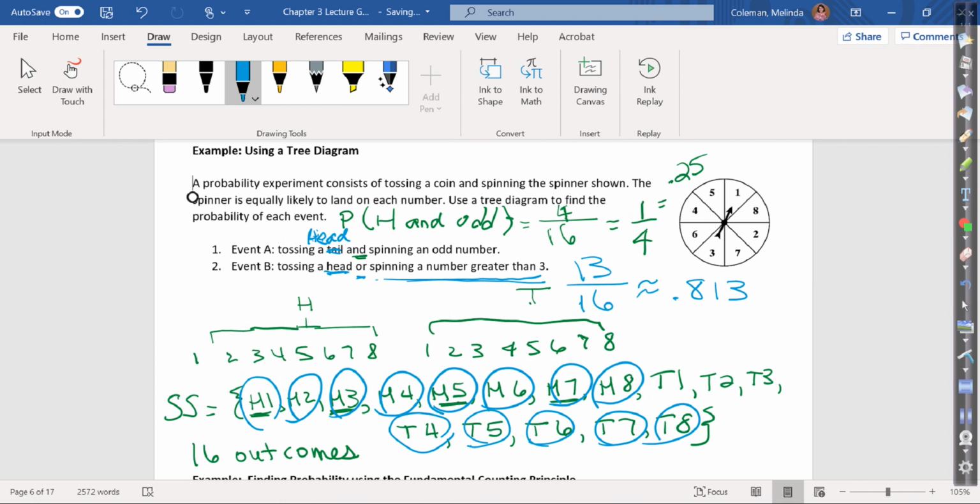All based on the difference between the word and and the word or. We're going to see more of that very soon, but that is going to be very important, the word and or the word or.